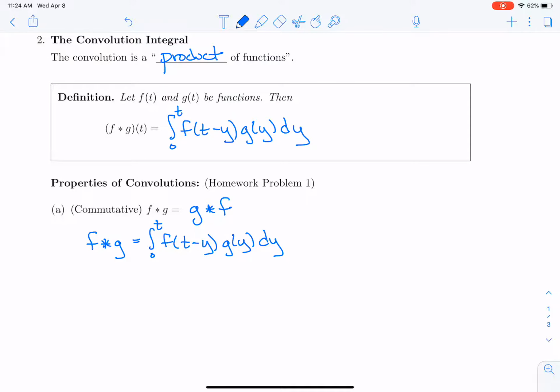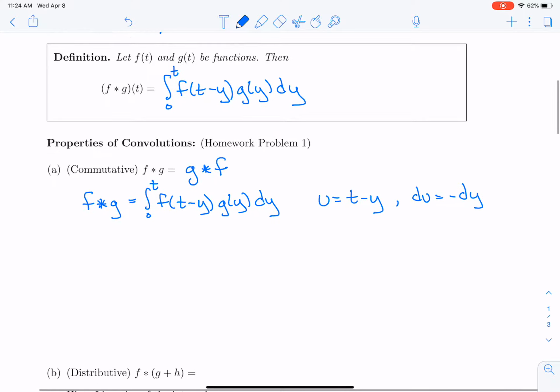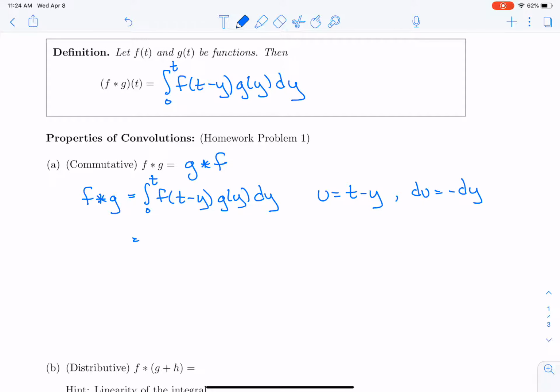And then what I'm going to do is look at a u substitution. I'm going to let u be t minus y, and then du is going to be equal to negative dy. Well, when I do that u substitution, then I get a minus sign in front of the integral, and the integral starts at t, because if I substitute in y equals 0, I get t, and then it ends at 0, because if I substitute in t, then t minus t is 0. I get then f of u times g of, now what is y? y is t minus u, du.